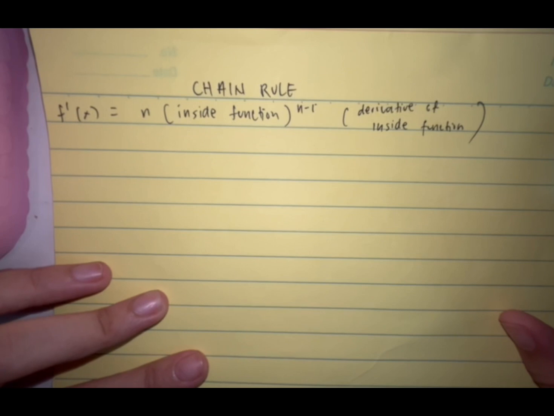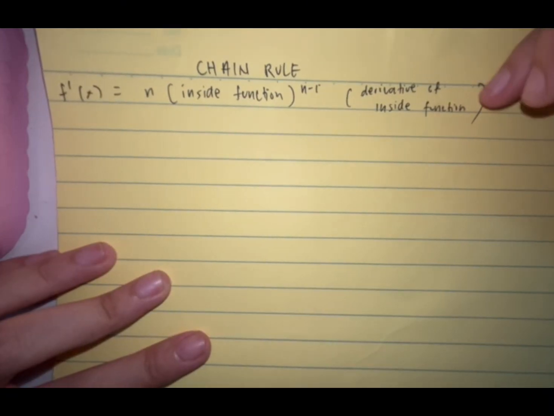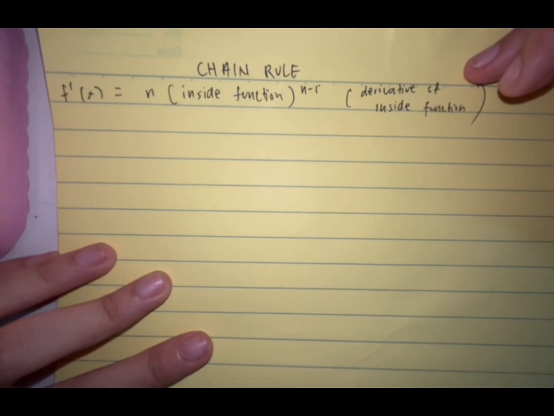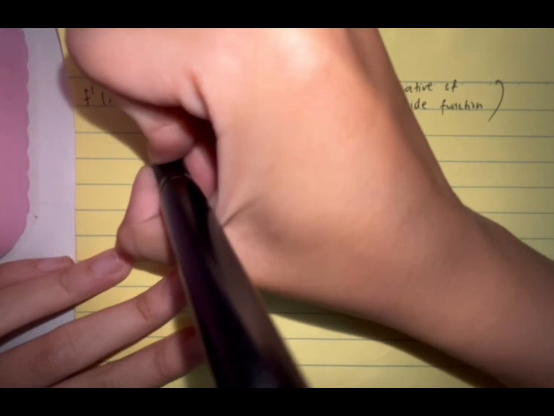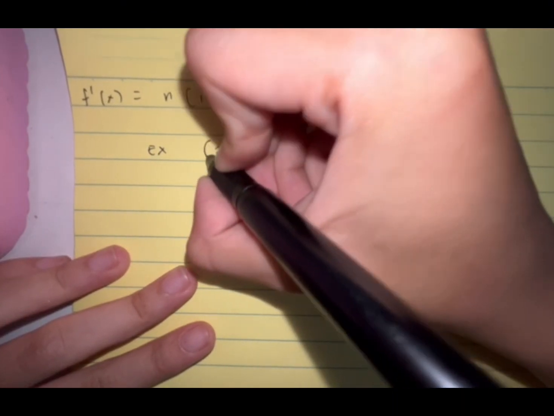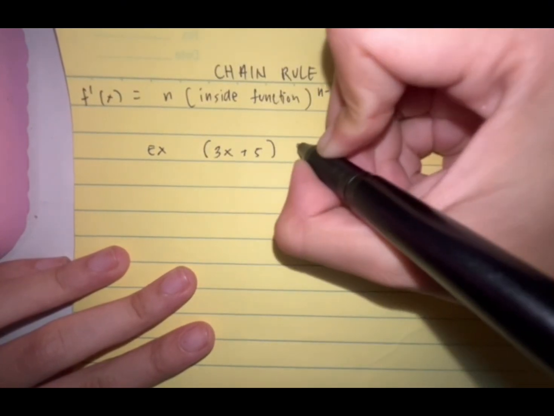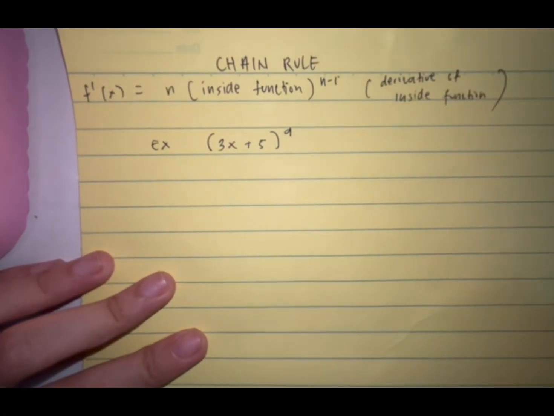Ginagamit yung chain rule kapag yung given is naka-enclose yung smaller function sa larger function. For example, f of x is the quantity of 3x plus 5 raised to 9. So, solve natin.